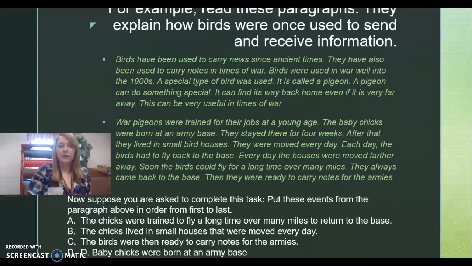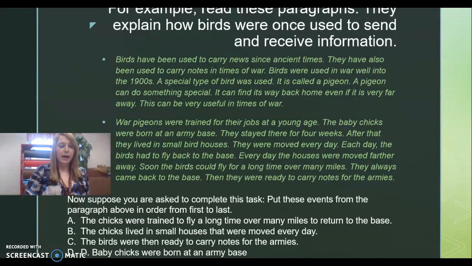After that, they lived in small bird houses. They were moved every day. Each day, the birds had to fly back to the base. Every day, the houses were moved farther away. Soon, the birds could fly for a long time over many miles. They always came back to the base. Then they were ready to carry notes for the armies.